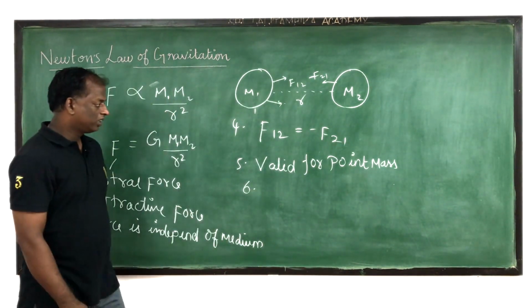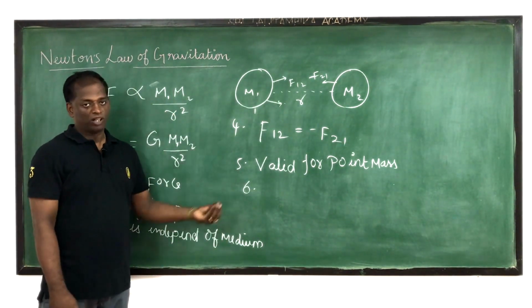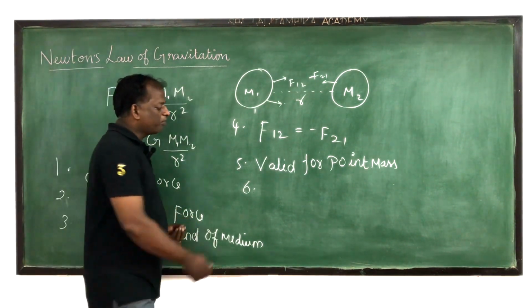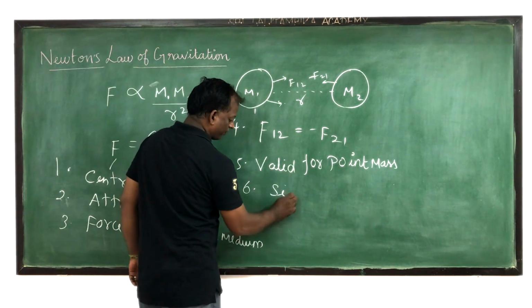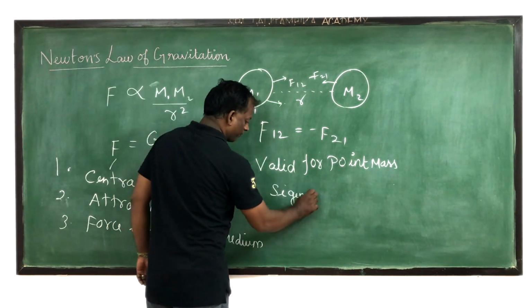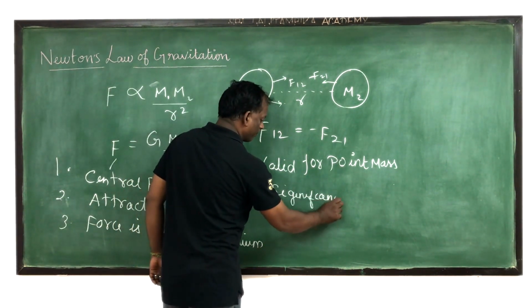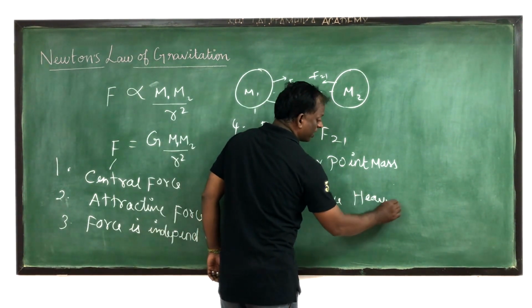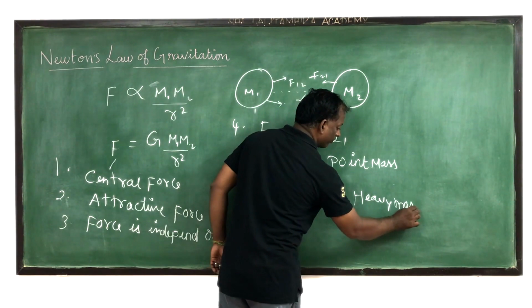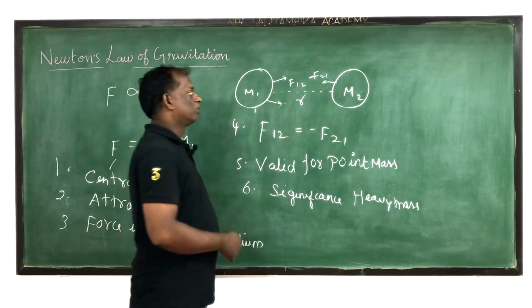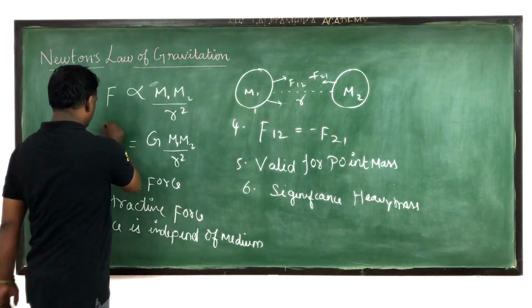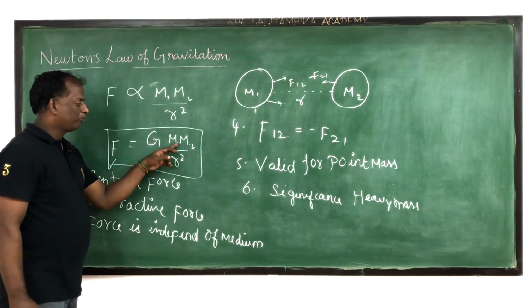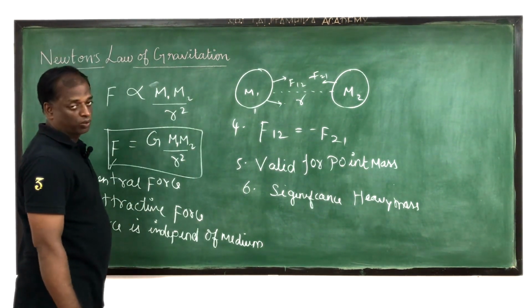Then sixth one, the mass should be, the significant is heavy mass. Heavy mass. The mass என்னவா இருக்கணும், ரொம்ப பெருசா இருக்கணும். அப்பதான் இது வந்து இது இருக்கும். That is F is equal to G into M1 M2 by R square.